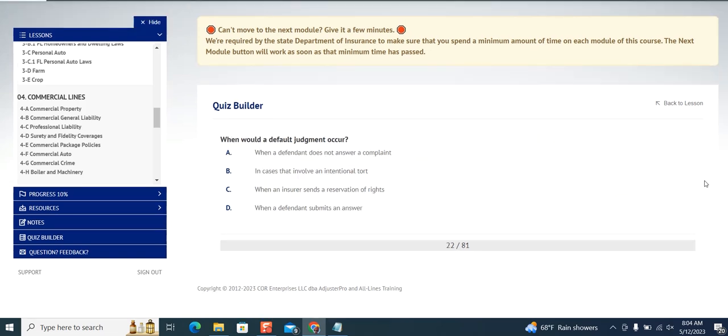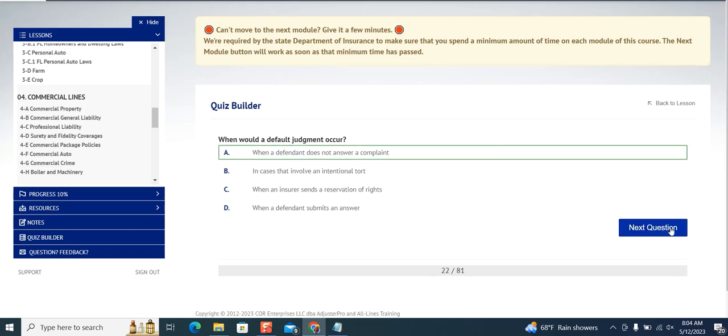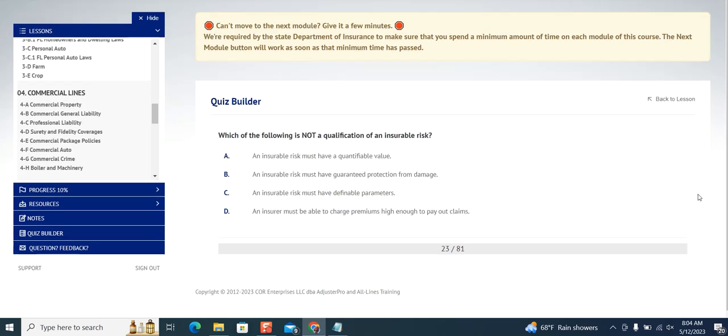When will the default judgment occur? Default judgment. Another one of them definitions. When the defendant does not answer a complaint, I think it's A. When you don't answer a complaint and you go to court, you already know what's gonna happen. They gonna put their judgment on you.